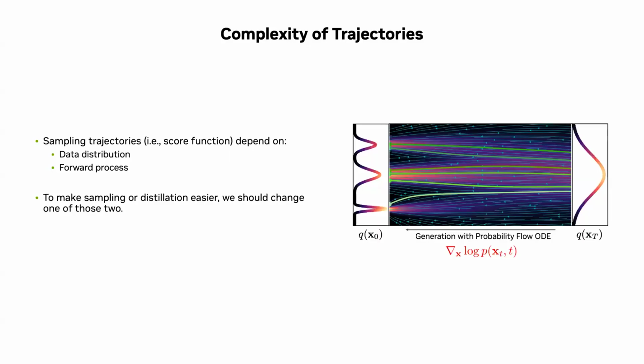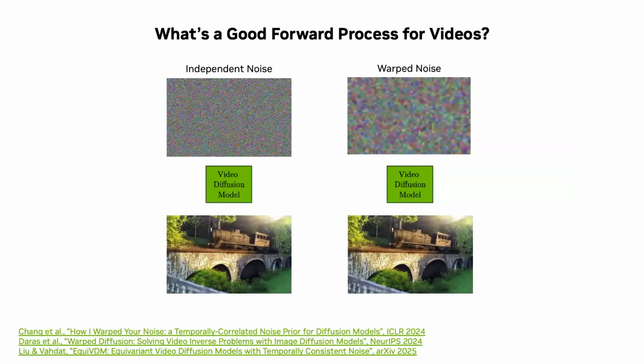So if you want to change the trajectories or if you want to change the score function, you have basically two choices. Either you need to change the data distribution or you need to change the forward process, right? Because these two are the things that define the curvature, basically. So we ask ourselves, okay, what's a good forward process for videos, right?